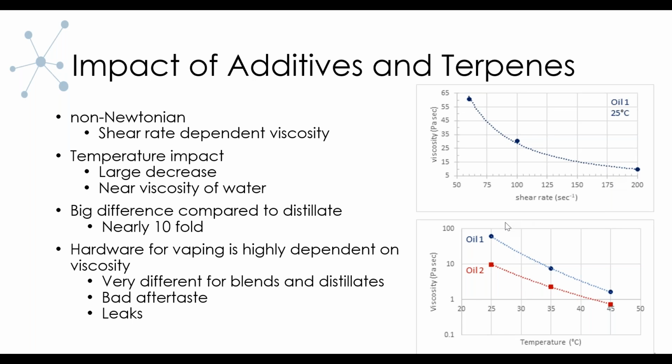One thing I'd like to point out too is that hardware for vaping is highly dependent on viscosity. And so if your oils are blends or distillates, you need to take into account the different viscosities that you can have and how the hardware must match the viscosity of your product. Otherwise, you can have leaks and poor combustion, you can have burning, which are all very negative in terms of the customer experience.